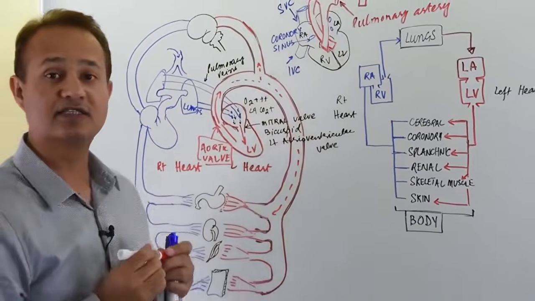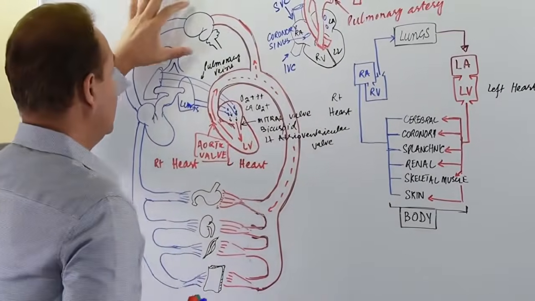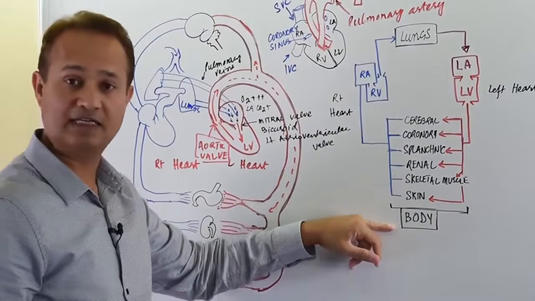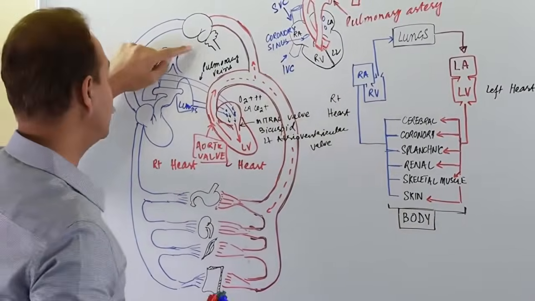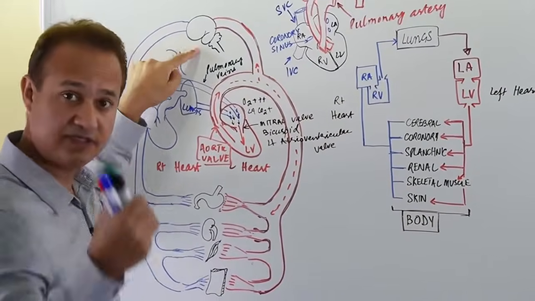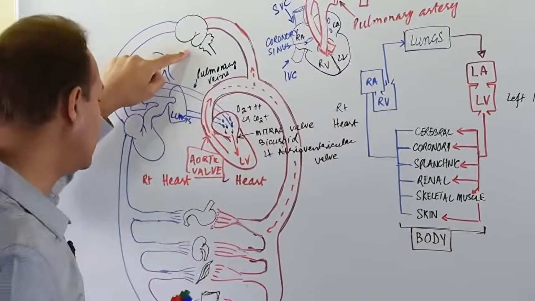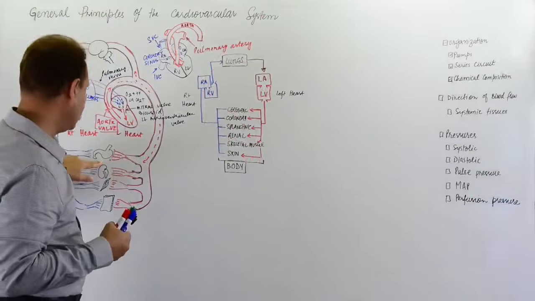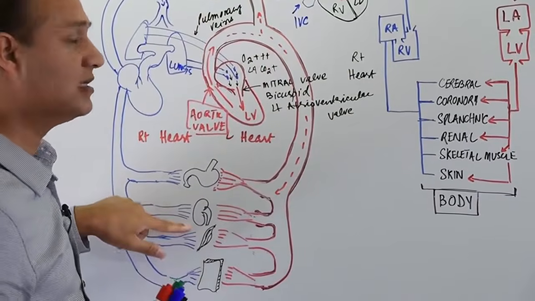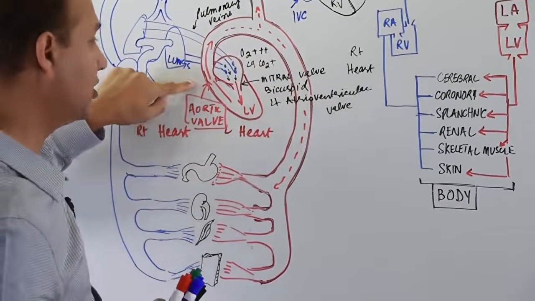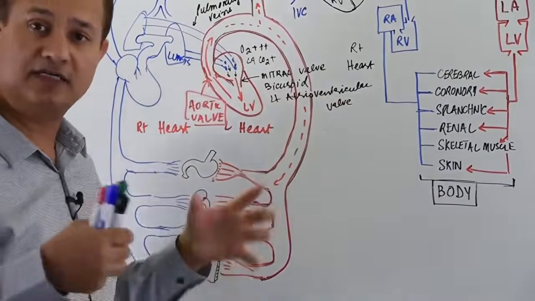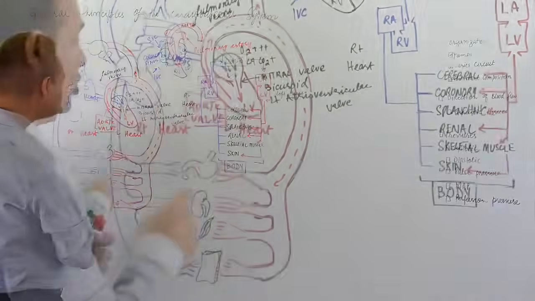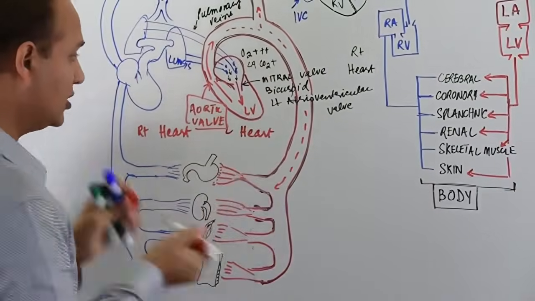So what are the systemic tissues? These tissues, I've put them here as well. They will be called collectively the body. The tissues are the cerebrum or cerebral system, the brain, or the head and neck area. Then the splanchnic tissue, that is the GIT, liver, spleen, etc. Then the coronary. I missed the coronary here. Of course, the heart itself needs nutrition as well. So the coronary blood vessels supply the heart.